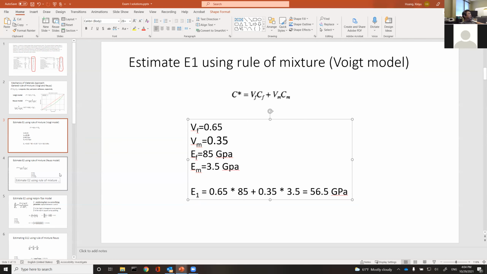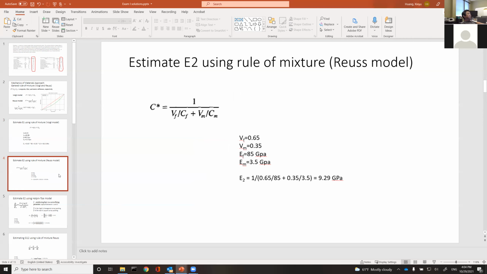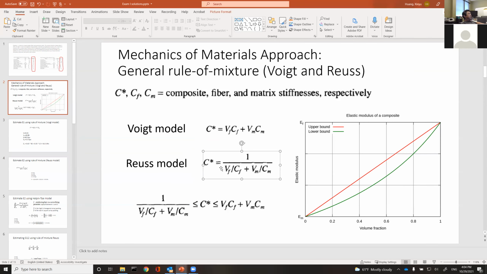The next one is E2, where there really are two tools. You can use the Reuss model or the Halpin-Tsai equation. Here I use both. The Reuss model is this model. This is when the element under loading is in series, because you are pulling the fiber and matrix along the transverse direction, so they act in series. This provides a better estimation than the Voigt model, and it is usually a lower bound of the properties. So the correct model to choose for E2 is the Reuss model, not the Voigt model.